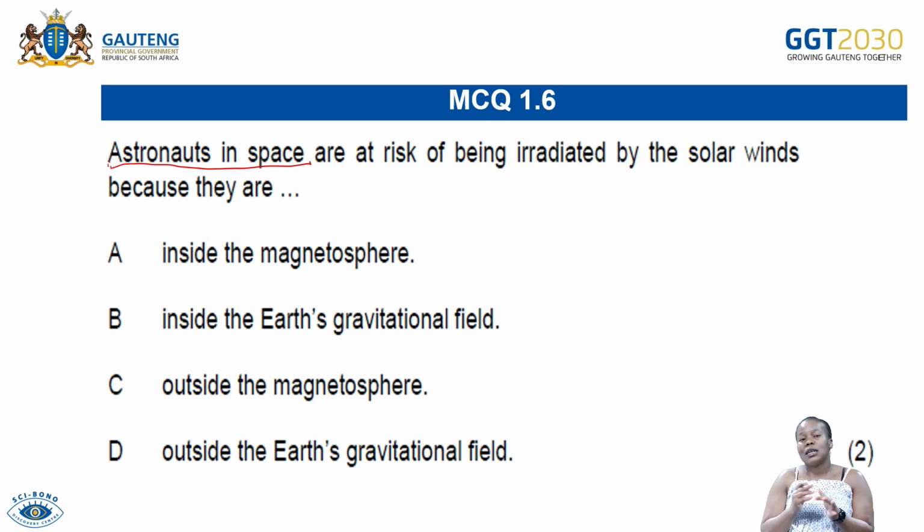But let's look at D as well: outside the Earth's gravitational field. No, because even though they are outside the Earth's gravitational field, since gravity is given inside the planet Earth, the most important thing is that the magnetic field surrounding the Earth is providing protection against these solar winds. So, specifically for what the question is asking, the correct answer is C.